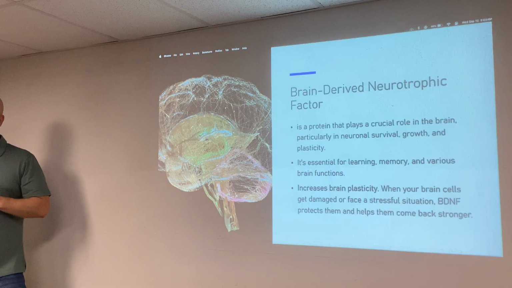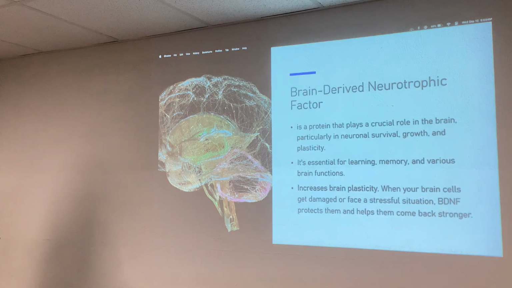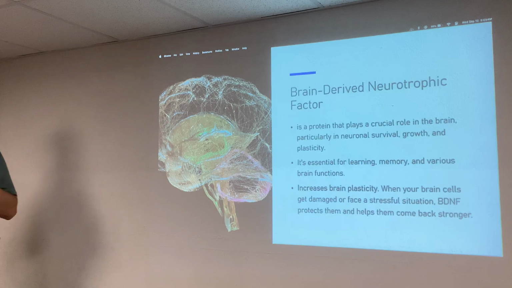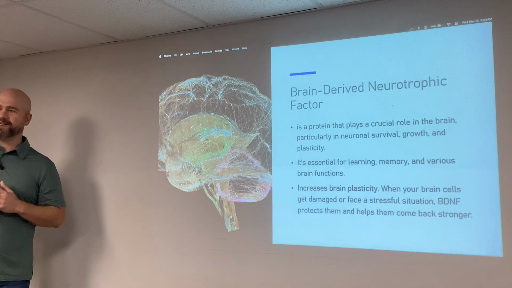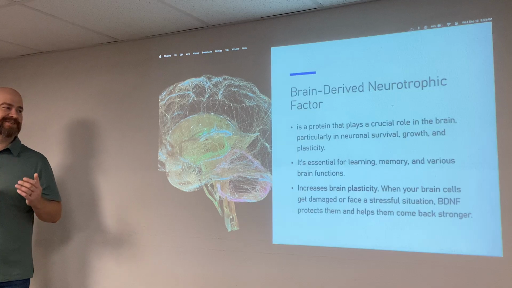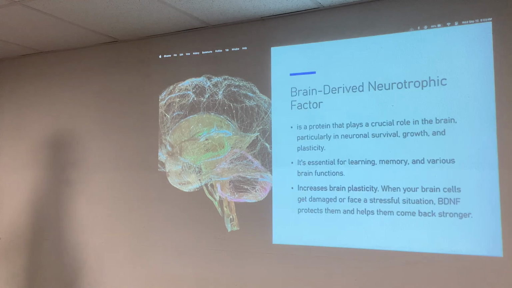In the past, growing up, at least I remember, it was like if you damage your brain, there's no repairing it. Have you guys heard that before? Once brain cells die, there's no repairing that. Well, that's not true. They learned that is not true. The brain can actually regrow and repair itself. And the higher the levels of BDNF they discovered, the more capable our brains are of doing that. So it's essential for learning, memory, and various brain functions. It increases brain plasticity, which means it can repair and regrow itself. When your brain cells get damaged or face stressful situations, BDNF protects them and helps them come back stronger.